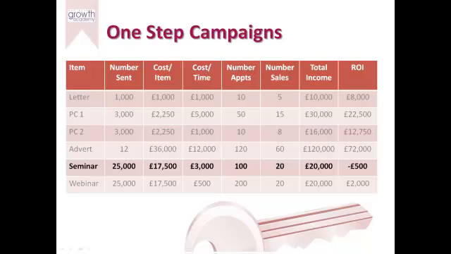Let's have a look at an example of a seminar or a webinar. So this is a seminar, and we sent out 25,000 flyers or postcards or whatever at a cost of £17,500, and we got 100 people to attend the event. Now that's about right, actually. You're looking at probably sending out about 25,000 postcards to get 100 people at an event. That's a very general figure, but don't be surprised to spend £18,000 to get highly qualified people in the room.